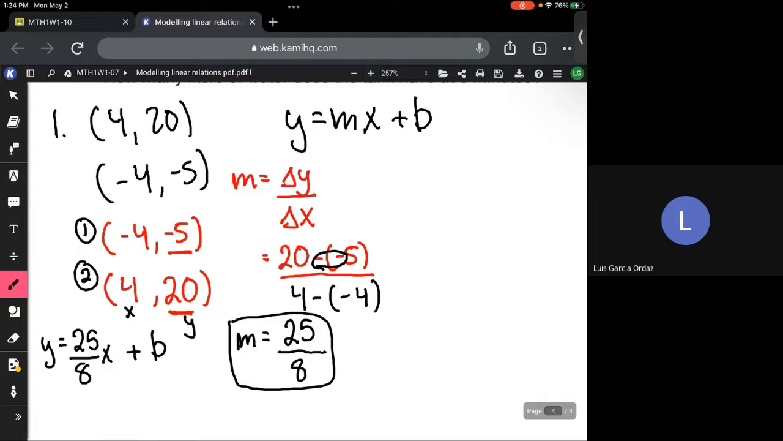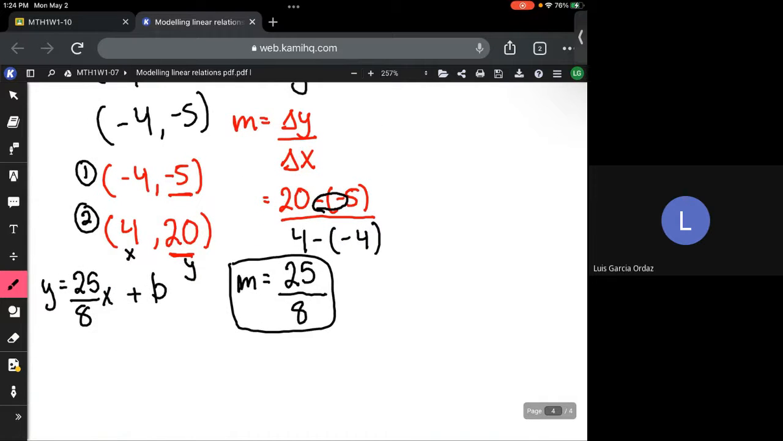So 4 is x and 20 is y. We're going to plug in 4, 20 into our equation. So 20 is going to be for y, so I get 20 is equal to 25 over 8, and since x is 4, I'm going to plug in 4 for x, plus b. Since we subbed in 4, 20, now we can calculate everything. So 20 is equal to 25 over 8 times 4 plus b.